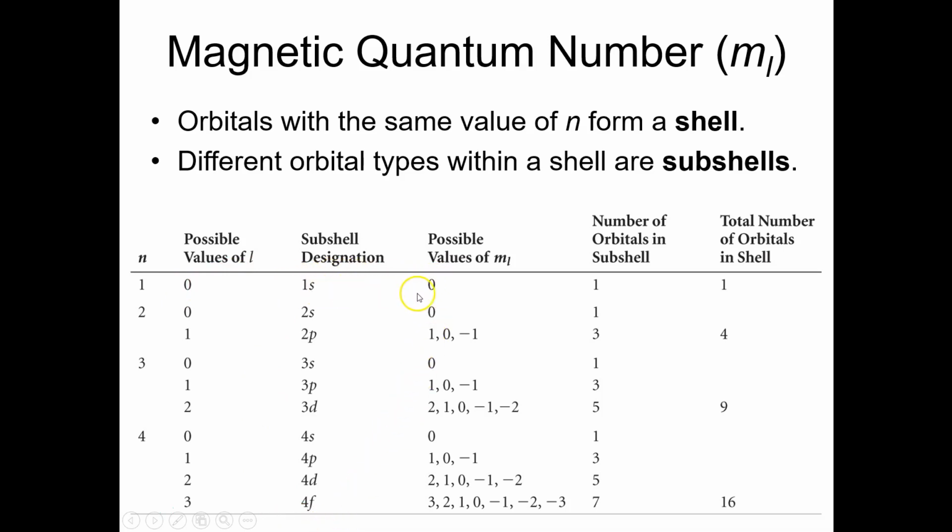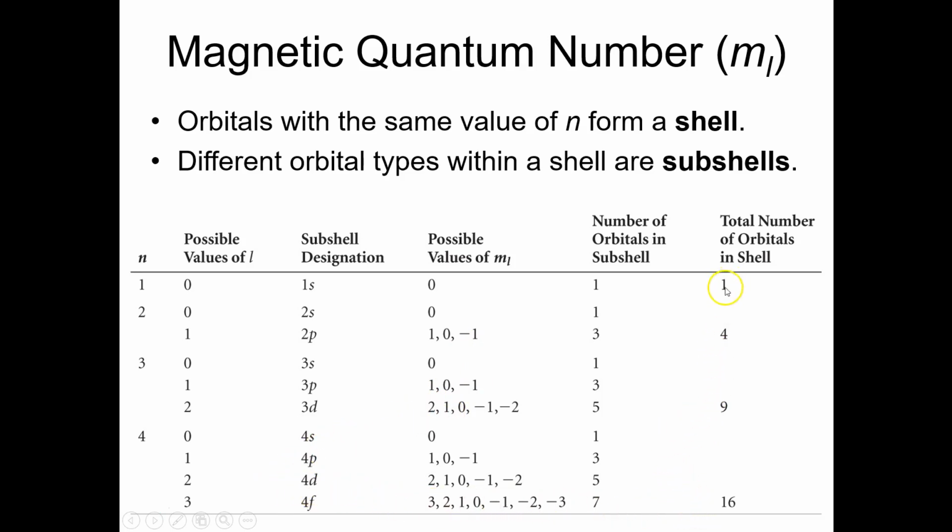Now, when L is equal to 0, there's only one integer between negative 0 and positive 0, and that is 0. But when L is equal to 1, there are actually three integers ranging from negative L to positive L. There's negative 1, there's 0, and there's 1. When L is equal to 2, now you've got negative 2, negative 1, 0, 1, and 2. When L is equal to 3, it could be negative 3, negative 2, negative 1, 0, 1, 2, and 3. So an s subshell will only ever hold one orbital, but a p subshell can hold 3 orbitals. A d subshell can hold 5 orbitals, and an f subshell can hold 7 orbitals.